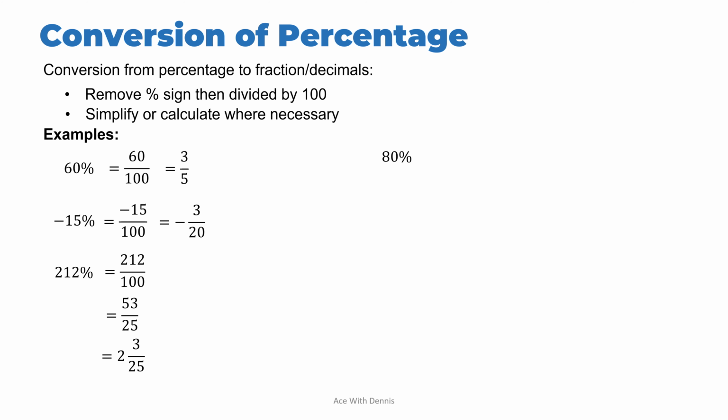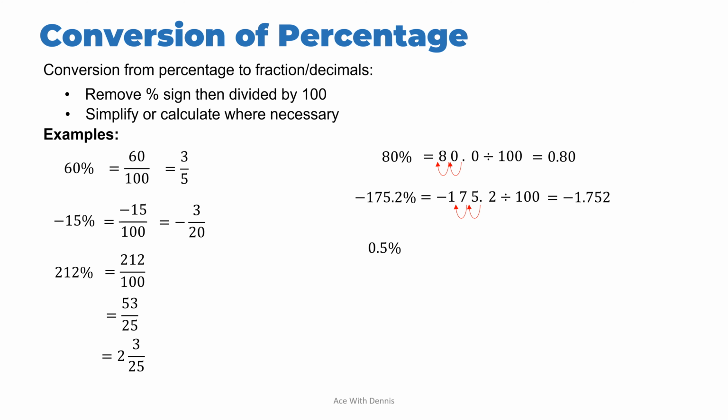Now, let's see how we can convert from percentage to decimal. So 80%, which means 80.0 divided by 100. Then we move 2 decimal places to the left. So 1, 2, and the answer is 0.80. Negative 175.2%, which means negative 175.2 divided by 100. Then we move the decimal point 2 places to the left. So 1, 2, and the answer is negative 1.752.